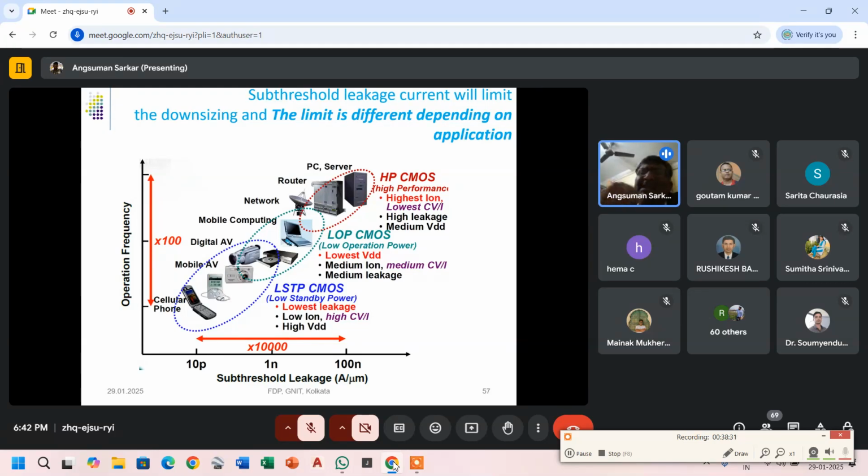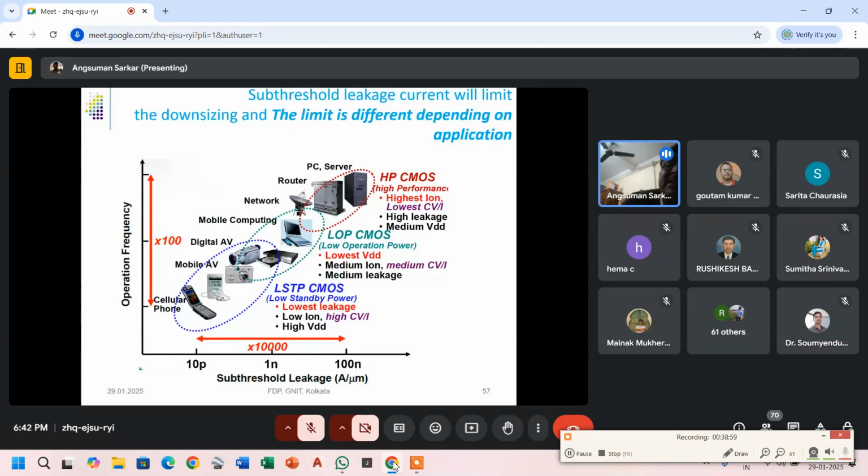So CV by I is a very important term. The unit of CV by I is second. So basically lowest CV by I. Sometimes we call it tau. So tau equal to CV by I, and the unit of tau is second. Normally the period is lowest, so the frequency is highest. So it operates at a very high frequency.